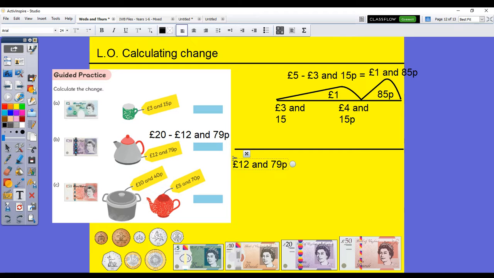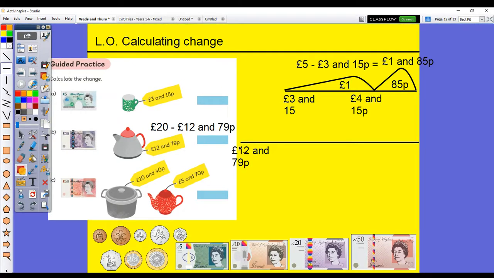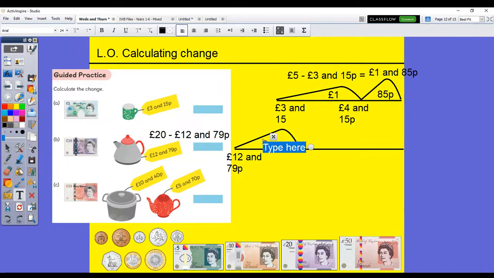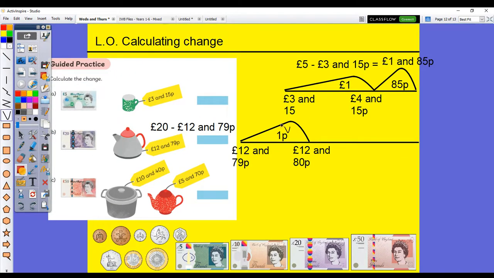£12.79. How many pence am I away from 80p? So I'm on 79. How many more pence do I need to get to 80? And hopefully you'll all be shouting at me saying it's 1p. Okay, it's always good to find that nearest 10. £12 and 80p. When you get to Year 4, you'll be doing lots of rounding. Okay, £12 and 80p.